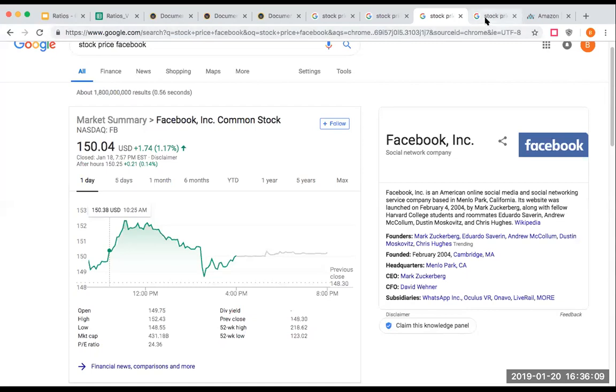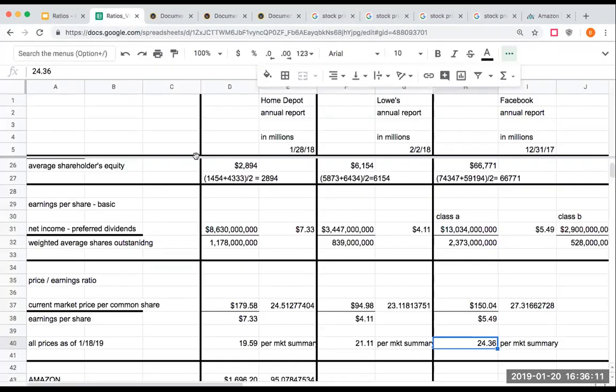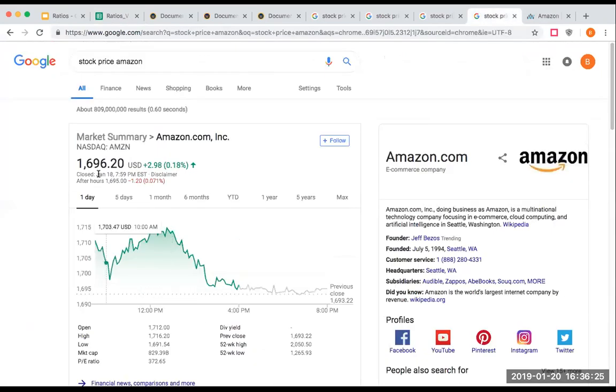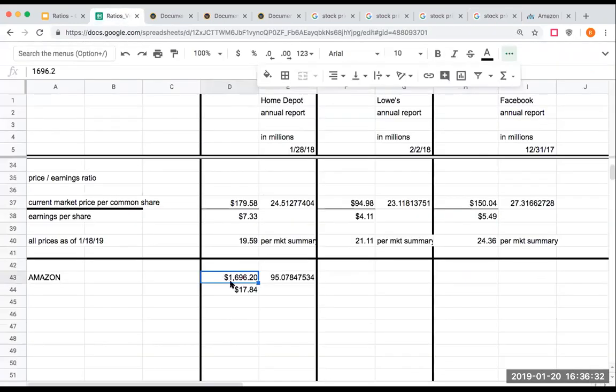Case in point is that one of my favorite companies to show when it comes to the price to earnings ratio is Amazon. And I'm going to pause just a really quick second here while I go through and pull up their information. Right here, current stock price as of January 18th, 2019 is $1,696.20. Their earnings per share is $17.84. I'm going to be right back and show you where that is on the SEC filings.